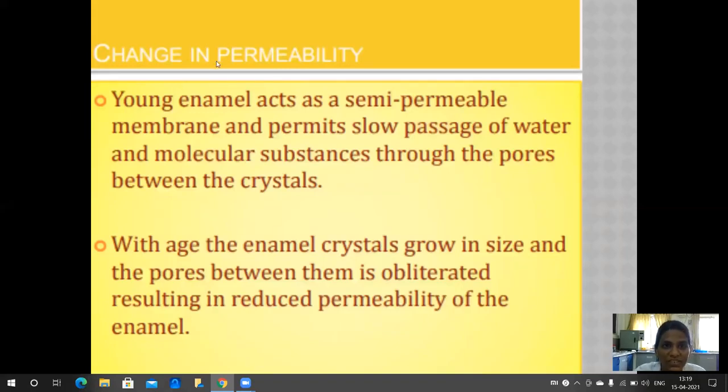Next, we move on to the change in permeability. Young enamel acts as a semi-permeable membrane and permits slow passage of water and molecular substances through the pores between the crystals. With age, the enamel crystals grow in size and the pores between them are obliterated, resulting in reduced permeability of the enamel.